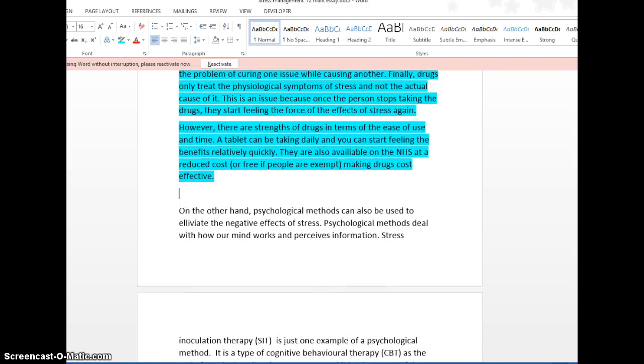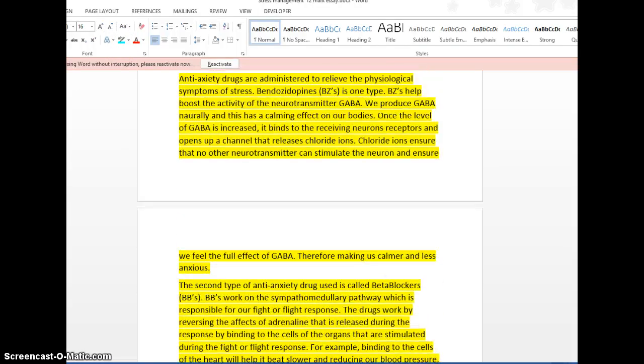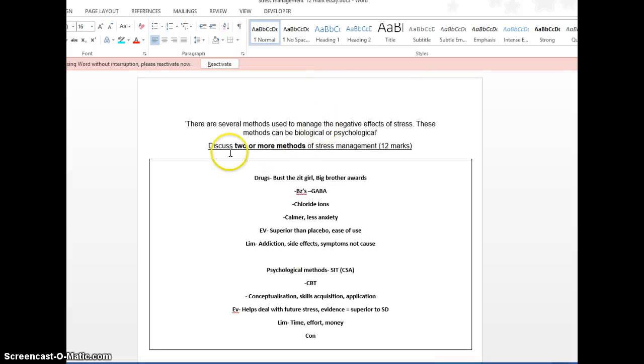Then if you remember, just quickly, the question said, discuss two or more. So I decided to do one biological and one psychological. But if you wanted to, because it didn't say that you have to talk about both, you could talk about two psychological if you don't like all the biology on it. So you could talk about stress inoculation training as well as hardiness training.